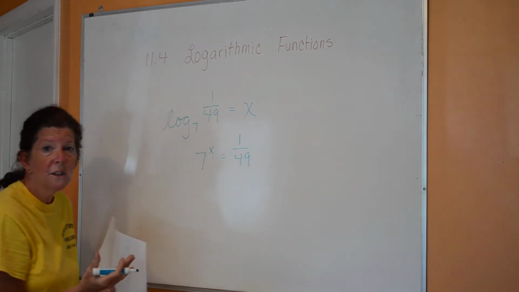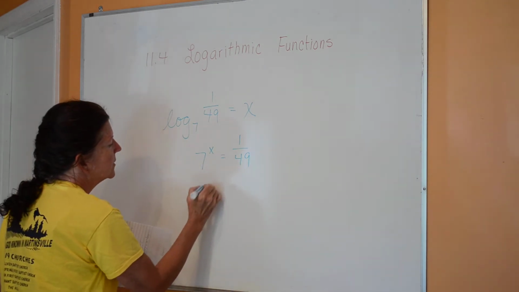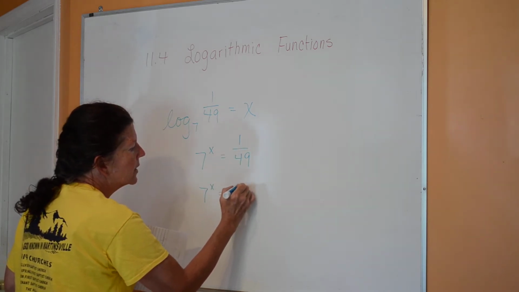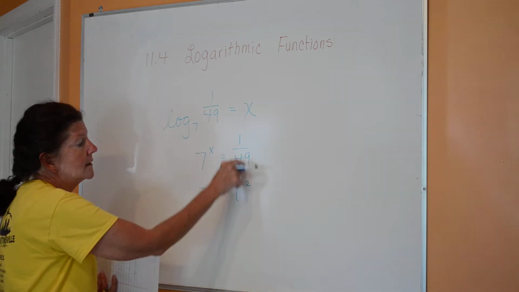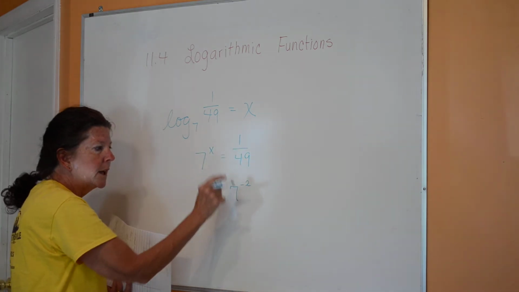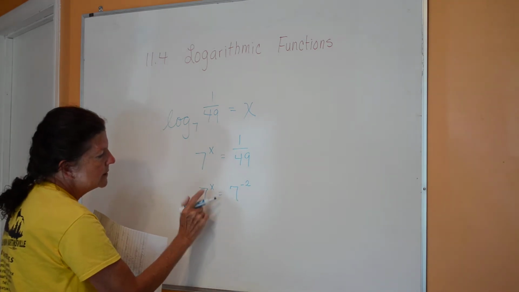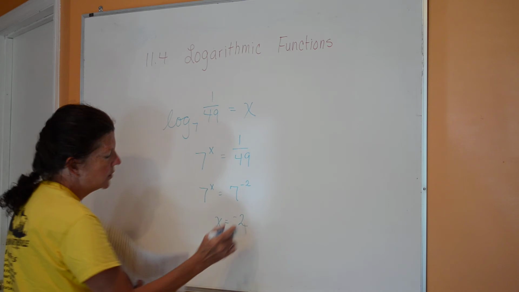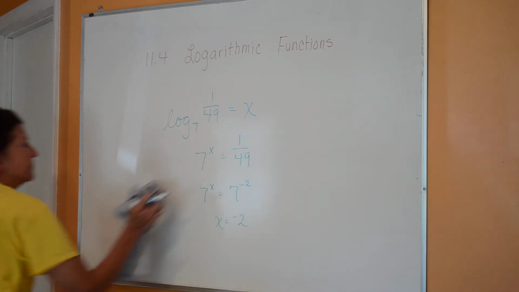Well, what I want to do is match up the bases here. So I have 7 to the x power. I can write the right side with a base of 7 if I do 7 to the negative 2 power, because it's underneath 1, and 49 is 7 squared. So you can see the bases match up, so the exponents have to match up. So x is equal to negative 2. All right, let's try another one.